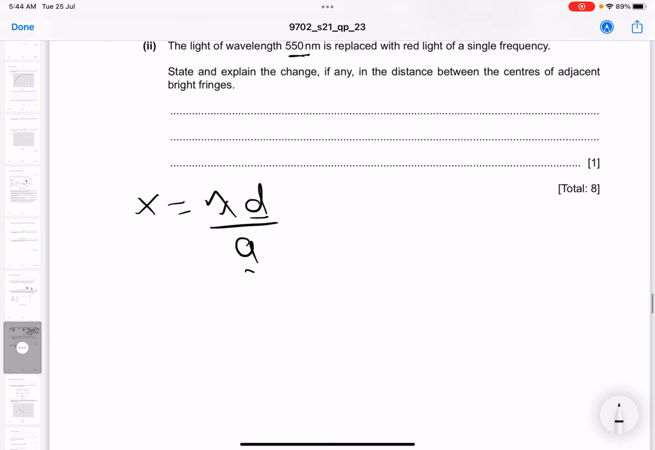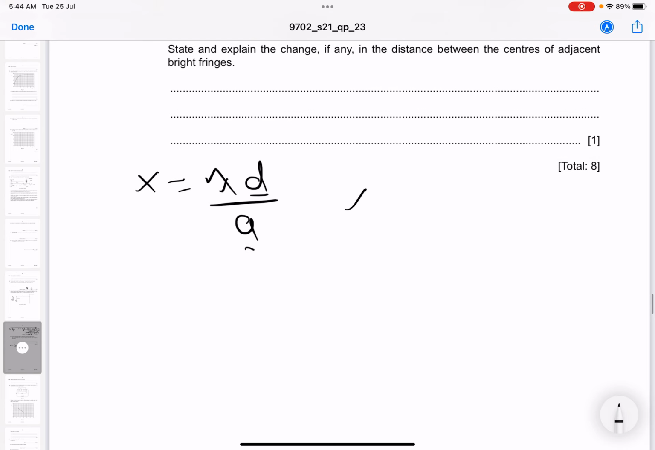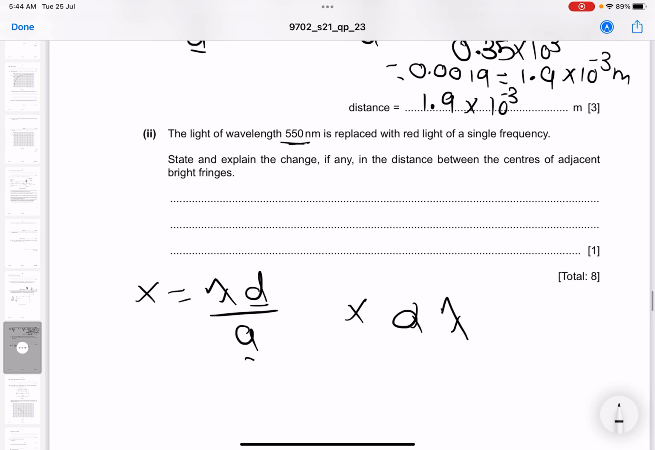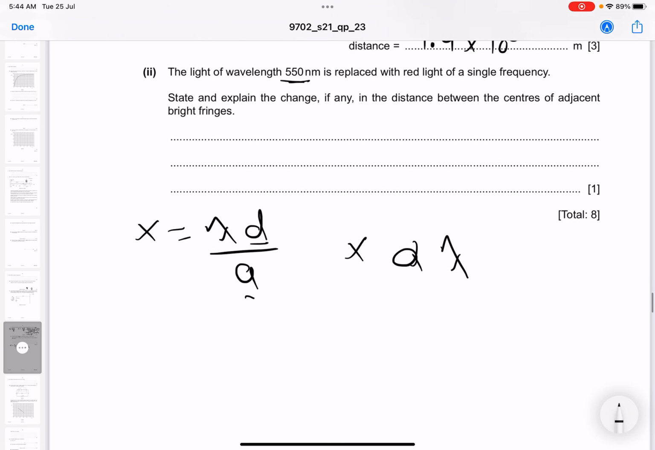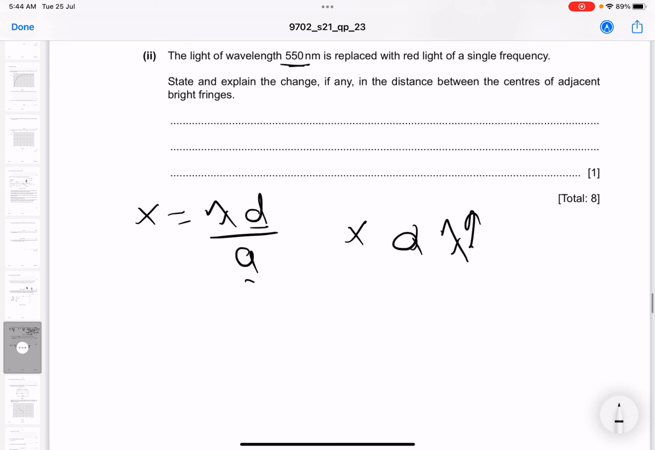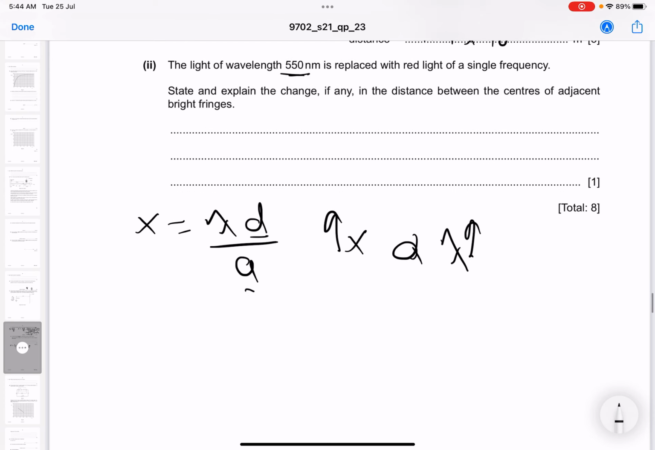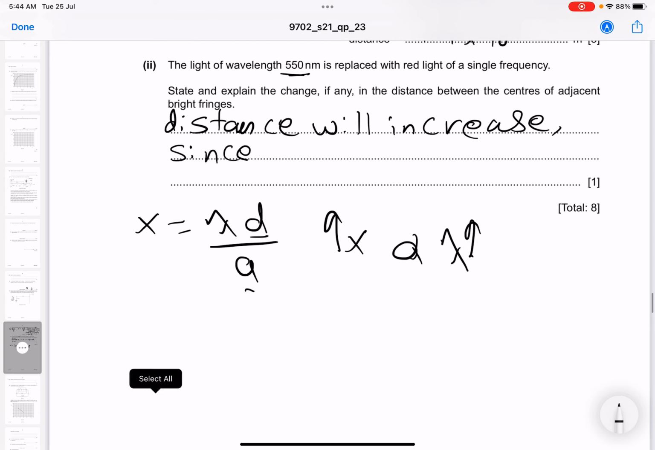So D and a are constant. So X is proportional to lambda. The wavelength was about 550 nanometer, and now the wavelength is about 700. So lambda increases, so X must also increase. So we can say the distance will increase since the wavelength has increased.